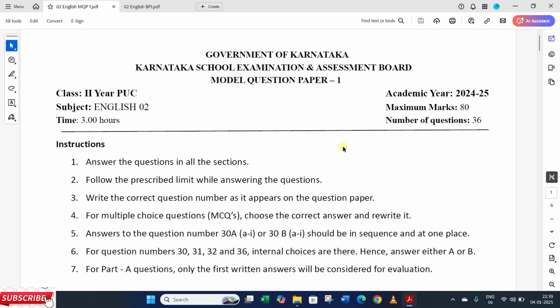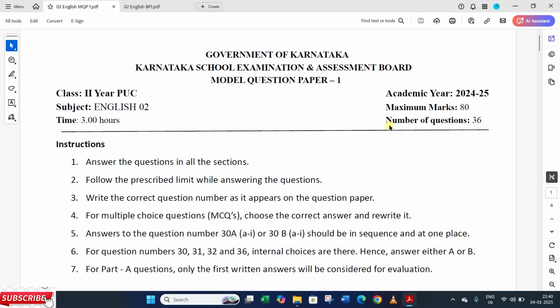So my students, you can find over here the model question paper first. This model question paper first is based on the first blueprint that the Government of Karnataka has released. You will find over here class PUC second year, academic year 2024-25, subject English, code 02, maximum marks 80, number of questions 36, and the time given for solving this question paper is 3 hours, right?